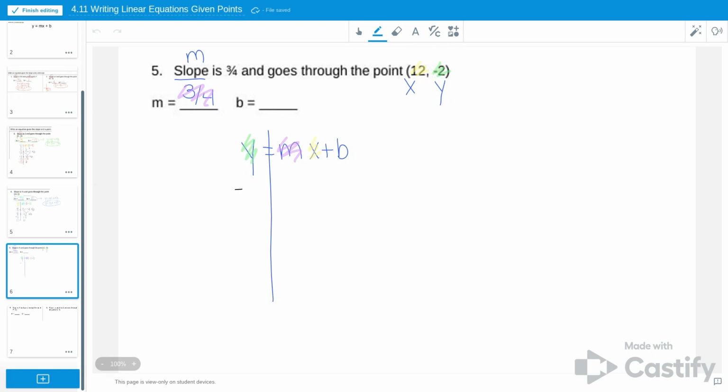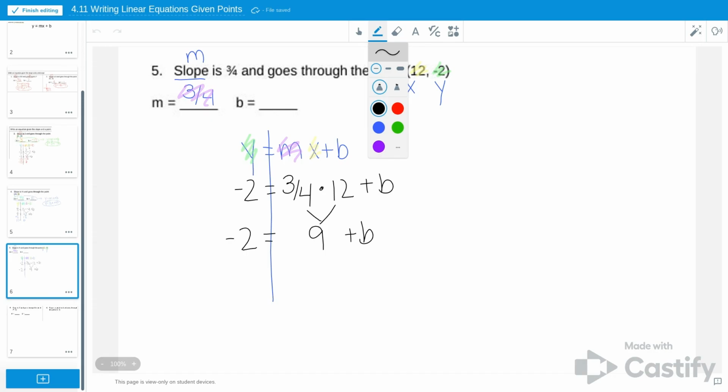So I'm going to plug that in. So -2 equals my m, which is 3/4, times my x, which is 12, plus b. Always multiply these first. So 3/4 times 12 would be 9, plus b equals -2. And then move your number to the other side to solve for b. So I'm going to subtract 9 from both sides. So b equals -2 minus 9, which is -11.